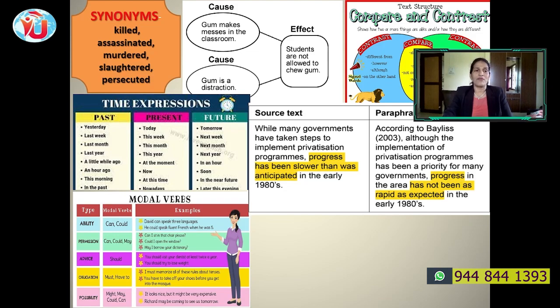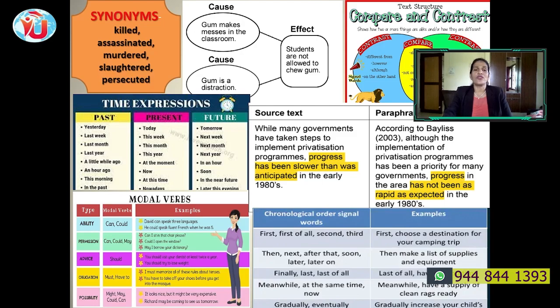Modal verbs are can, could, may, should, must, have to, might. I request you, after this, go to the slide again and again and try to memorize and get to know exactly what the modal verbs are, and try to underline them while you practice your reading Part C. Definitely, I assure you, you will get 100% in your Part C test.